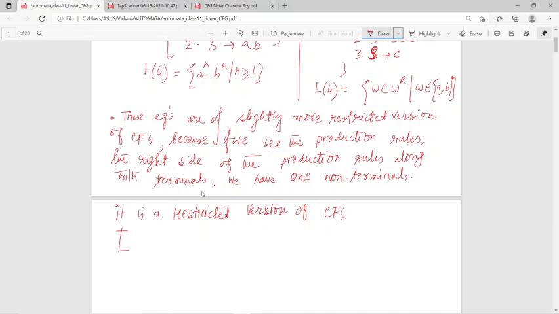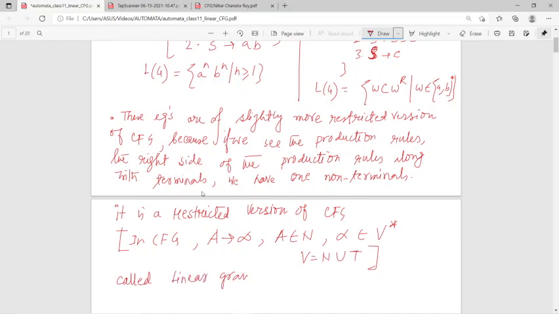it is slightly restricted versions of CFG, because what we know is that in CFG, if A derives alpha, where A is a set of non-terminals and alpha can be in V star, and what is V? V is terminals and non-terminals, the combination of that. So this is under CFG, but there are some more restricted versions of the CFG. They will name this particular grammar linear grammar. They will say this is called linear grammar, that is under CFG.